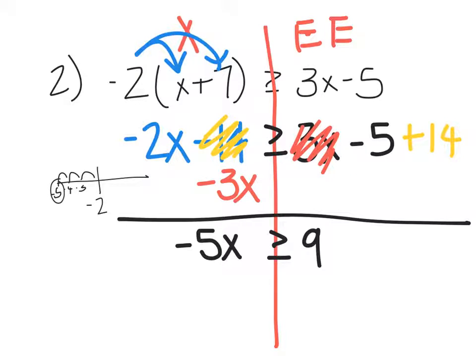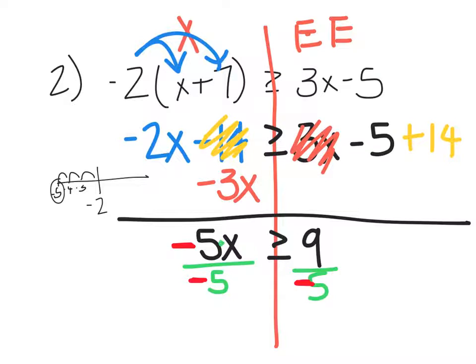I have negative 5x is greater than or equal to 9. Remember that negative 5 and that x are multiplied. And if I'm trying to undo multiplication, then I need to divide. So I'm going to divide both sides by negative 5. Notice that this time I divided by a negative number. So this 5 here was a negative 5 because it was a negative 5x.